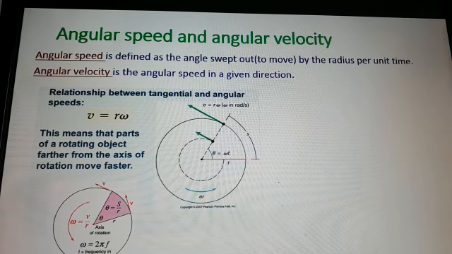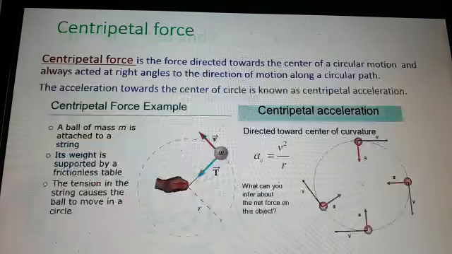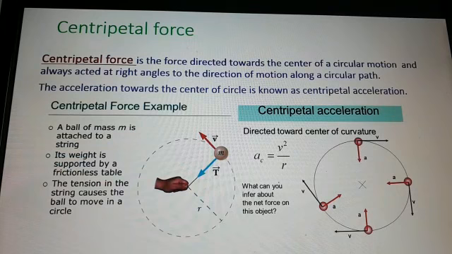Or otherwise we have to substitute omega is equal to 2 pi f. In some equations we have to substitute this. Remember this one, omega is equal to 2 pi f. Angular velocity omega, that is a Greek letter, omega, is equal to v by r. Instead of omega we can substitute 2 pi f. Remember this equation also.